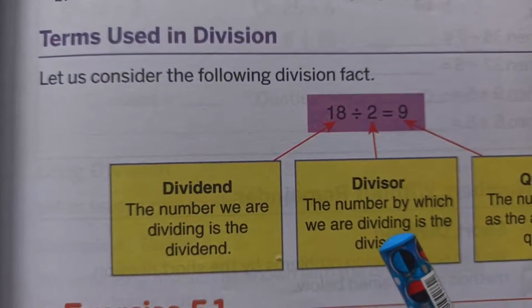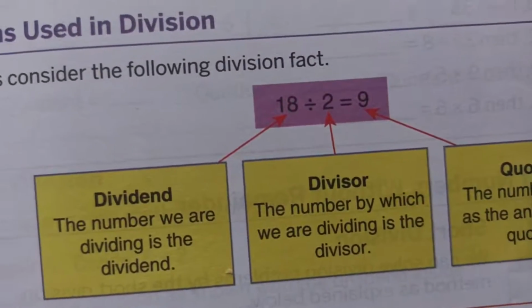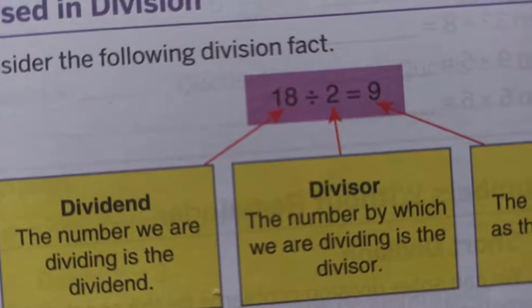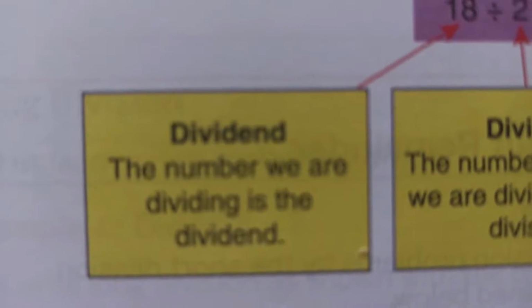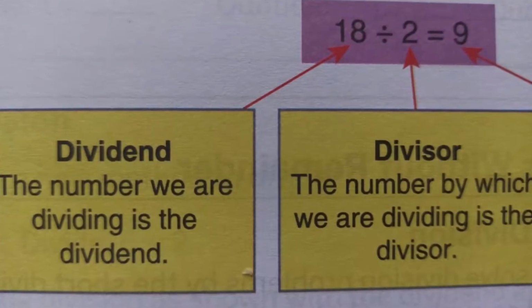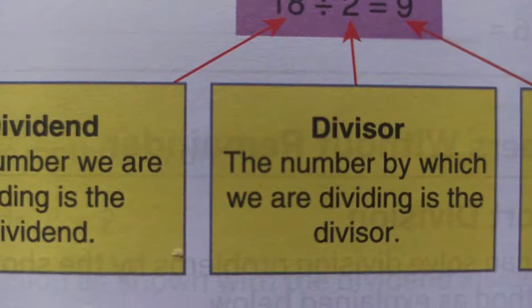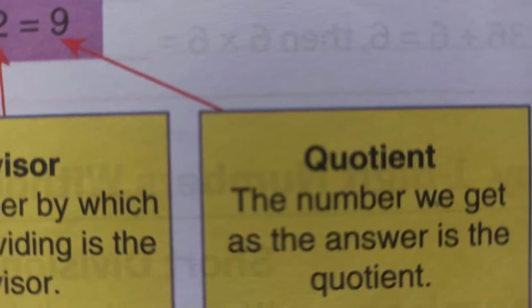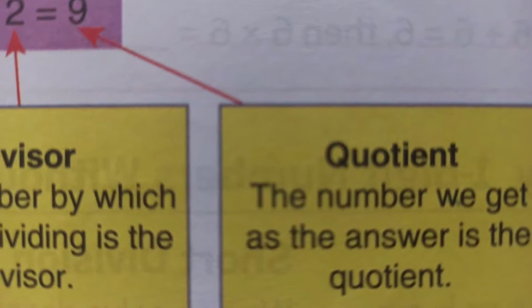So the terms used in division are dividend, divisor and quotient. What is the dividend? The number we are dividing is the dividend. And what is the divisor? The number by which we are dividing is the divisor. And the last one, quotient. The number we get as the answer is the quotient.